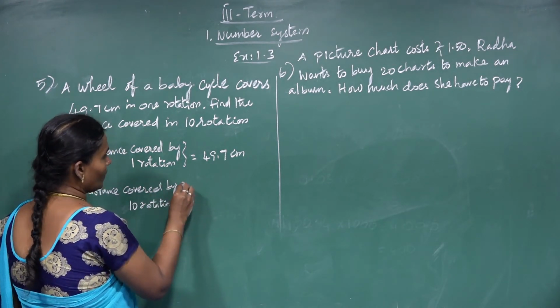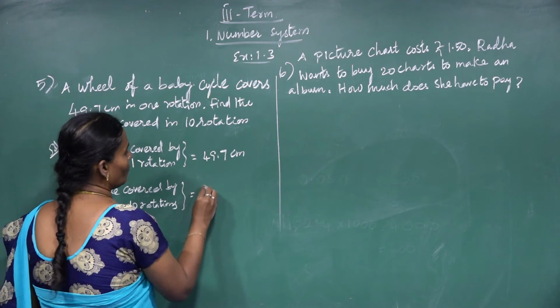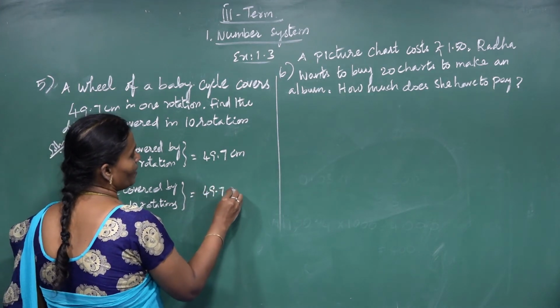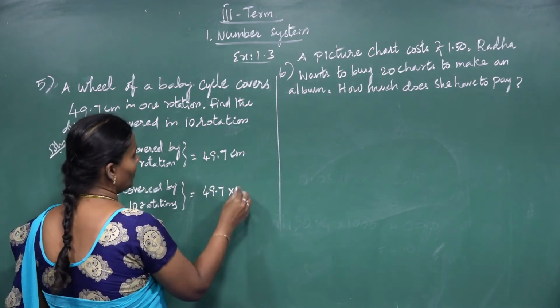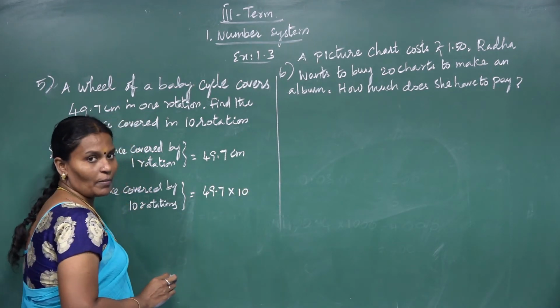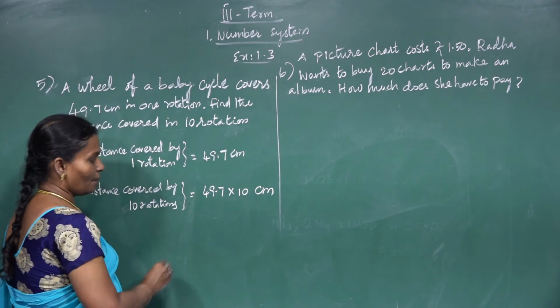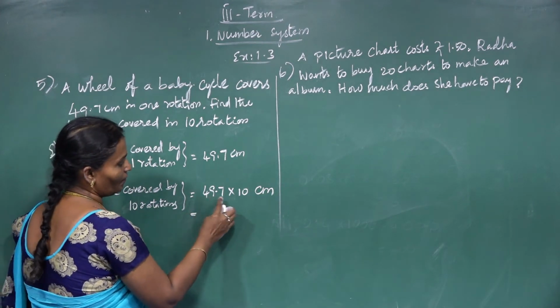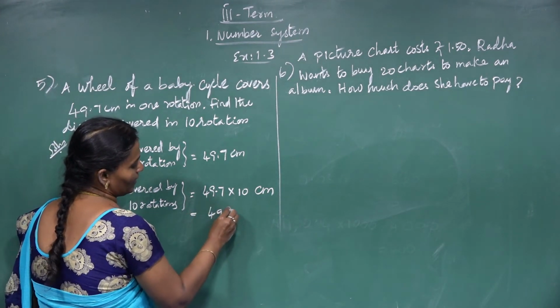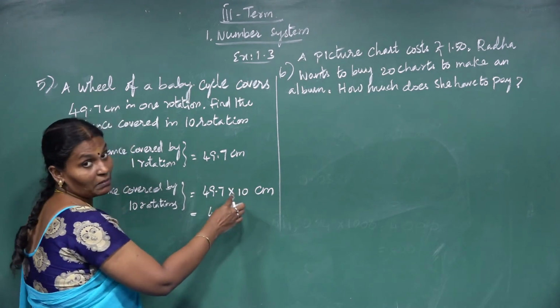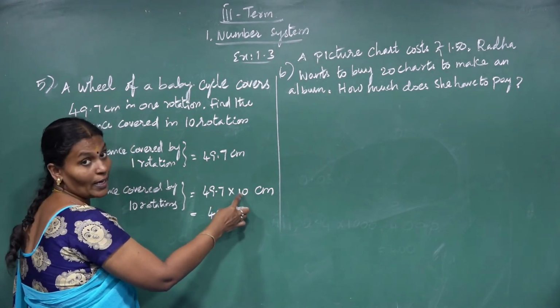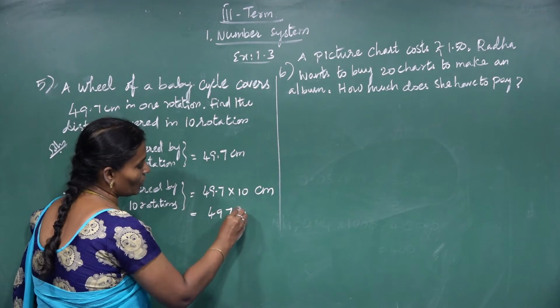That is equal to 49.7 centimeter multiplied by 10 rotations. Okay, multiply by 10. So the unit is centimeter. Now write down here 497. Here I have 0, so only 1 zero, 10 multiplied by 10. So you put the 0.